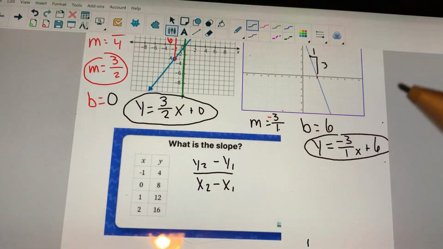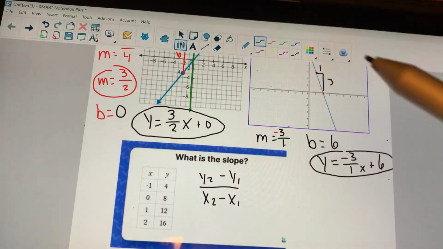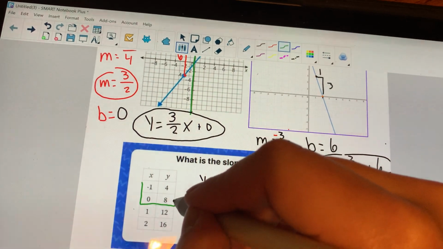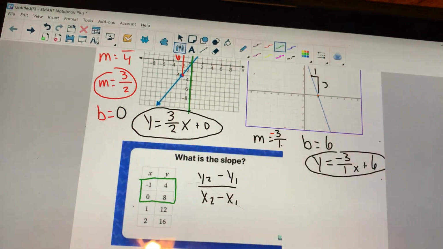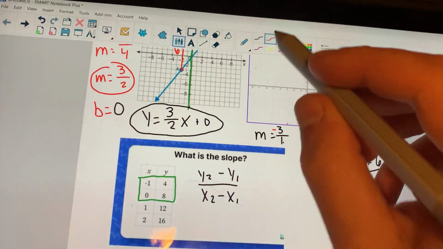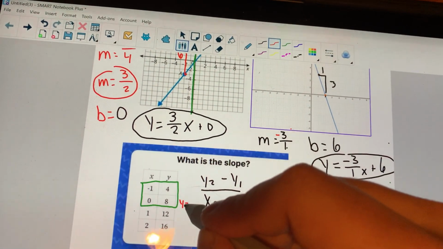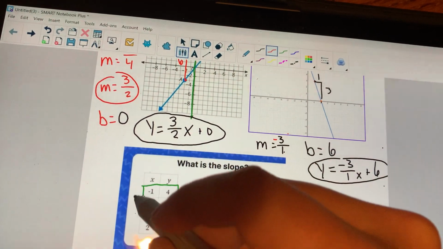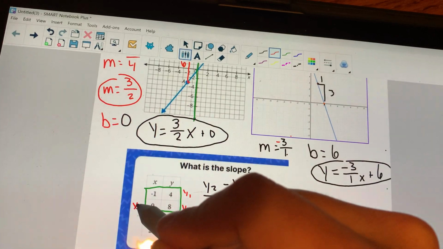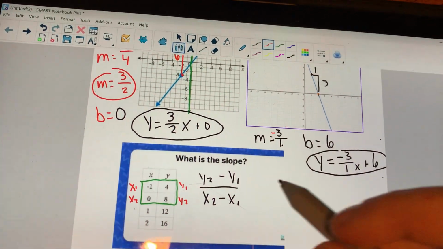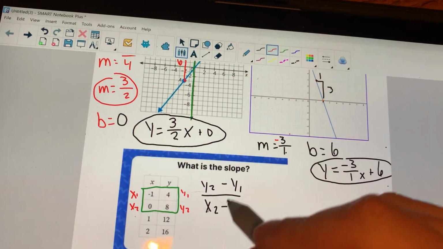So now on this table, I just want to pick 2 points. So I'm going to use these ones here, and it's in the order. So let's go y2, y1, because this one's second, this one's first. And then this x is second, so x2, and then we'll say this one's x1. So now I just need to plug these numbers into this equation.